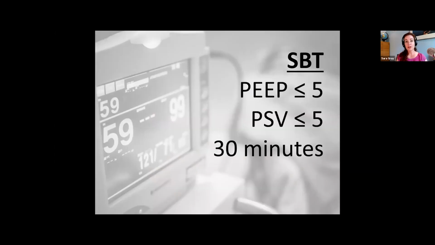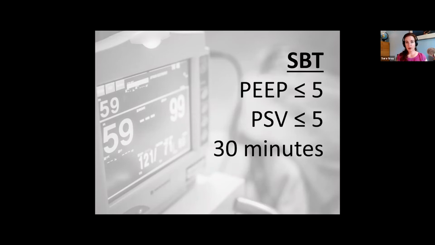You also want to give your patient a trial of spontaneous breathing, or an SBT. And we just call it an SBT because spontaneous breathing trial is a mouthful. But this is a 30-minute, maybe a 60-minute trial of breathing on low vent settings. And so typically I'll put my patient on a pressure support of 5, on a PEEP of 5, and just have them hang out there for half an hour or so.